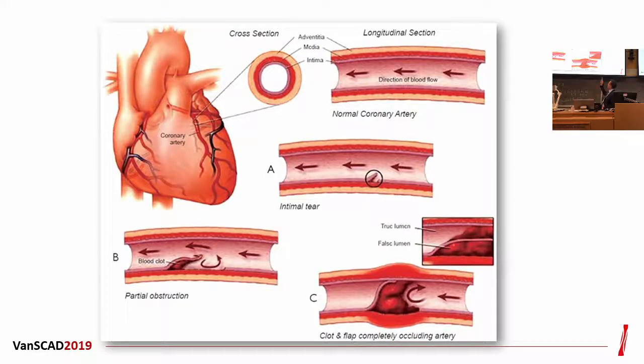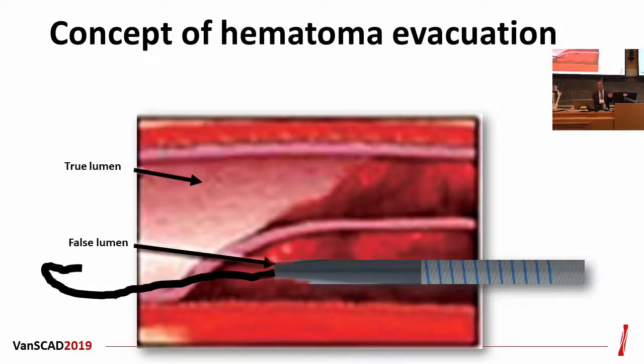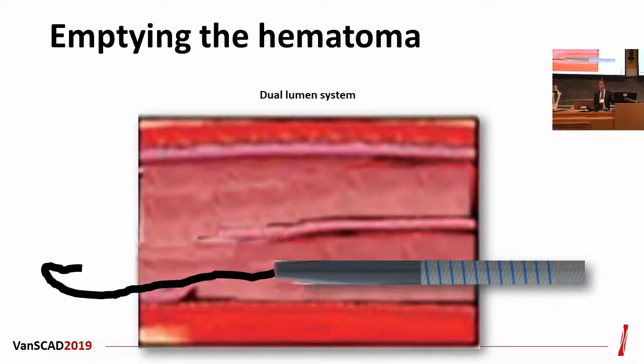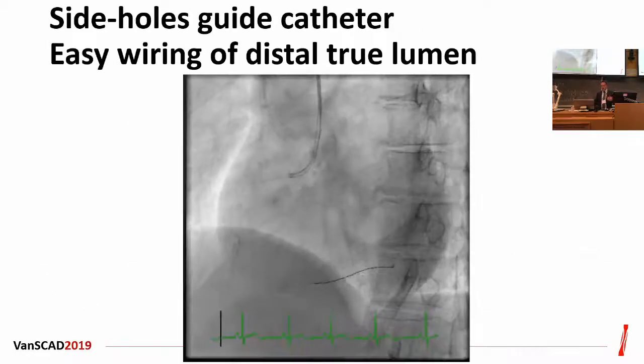So basically you've got a dissection or some bleeding, and then the blood fills the wall, and it's blocking the wall. So the concept of hematoma evacuation here is that you're bringing a microcatheter here, and then you're using a wire to pop into the true lumen, and you empty this out. Okay? So you're clearing the hematoma. That's the reason why PCI didn't work, because you're PCIing a hematoma. So you need to fenestrate it.